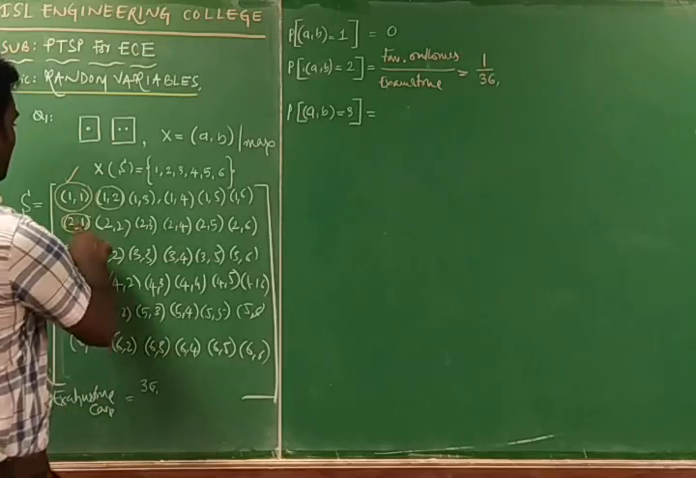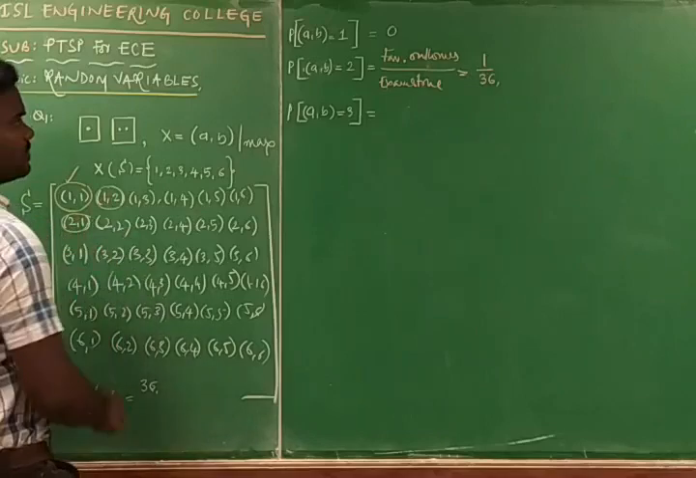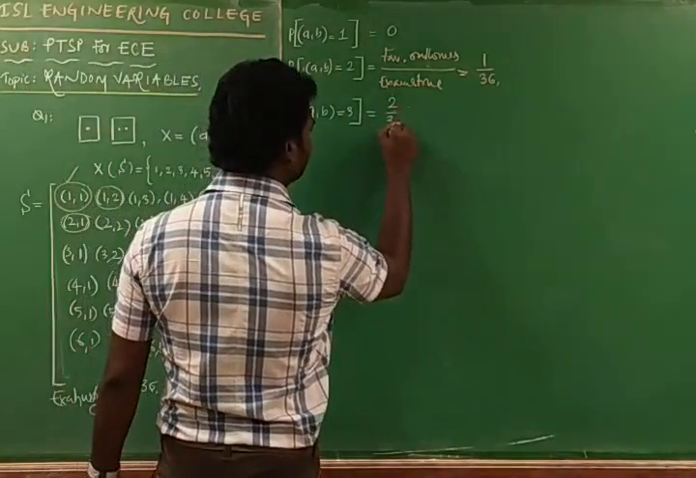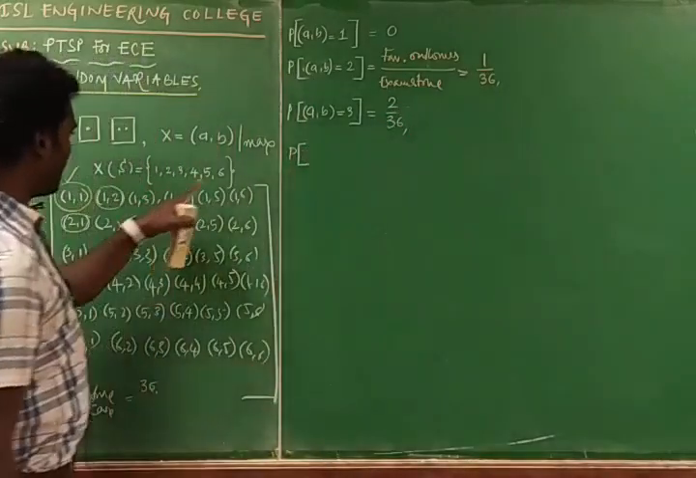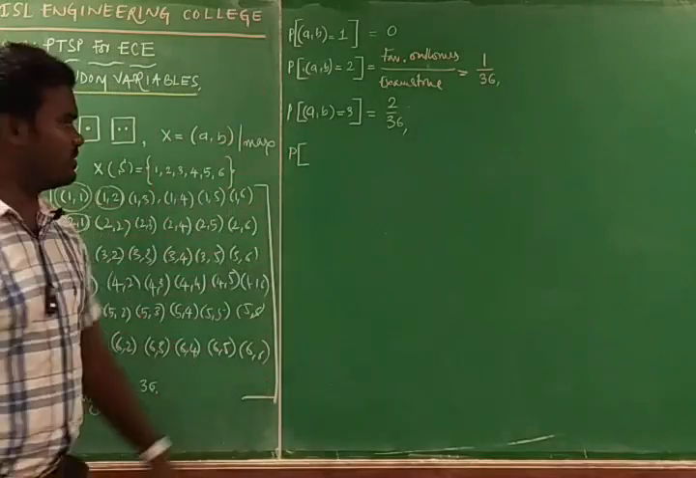So how many favorable cases are there? 2 cases, 1 and 2. So the answer for this one is 2 by 36. Then, next, we have to get the probability of getting the sum equal to 6. We have to do this one.